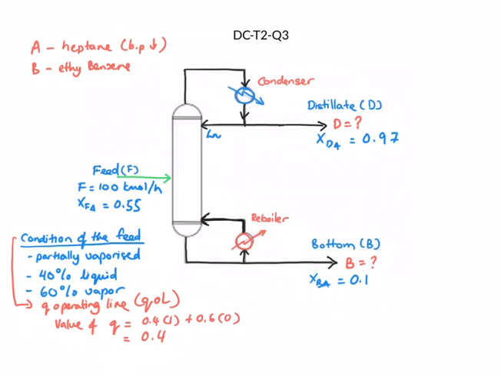As I mentioned to you, when you are given the condition of the feed, it's related to the feed, so the formula is also related to the feed. If you are given the information for the distillate, it is related to the reflux ratio. If you are given the information for the bottom product, it is related to the gradient of the stripping operating line.